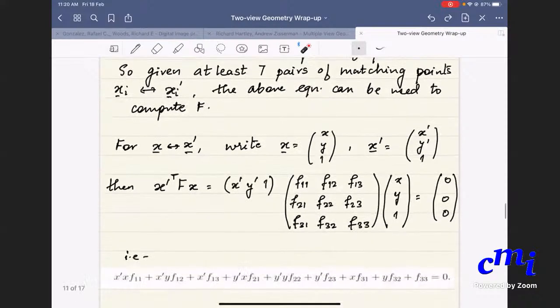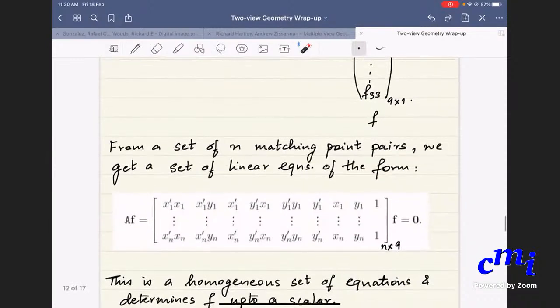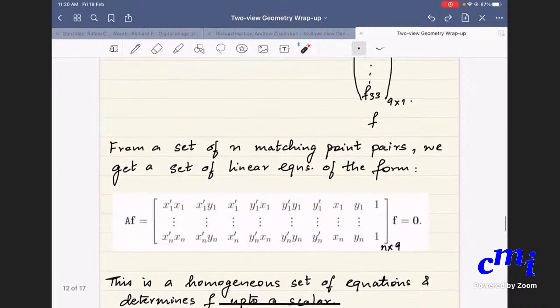Well, F has 7 degrees of freedom, right? So if the rank of A is 7, then you can uniquely determine this F. Correct? So we'll see later what we'll do if the rank of A is 7. Okay, so then this F is easily determined. The rank of A must be greater than or equal to 7 for this system of equations to make sense.